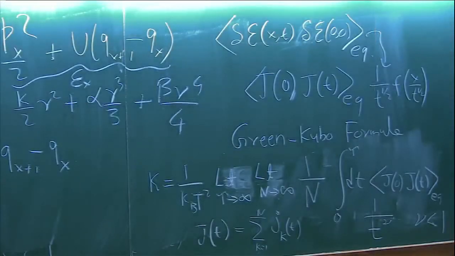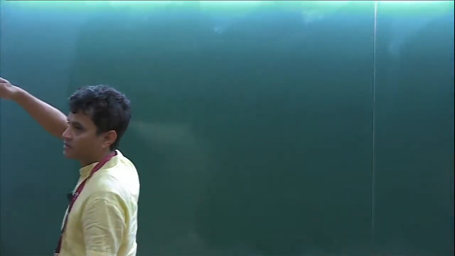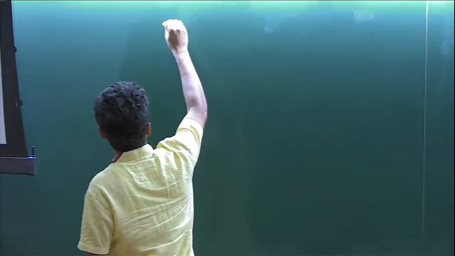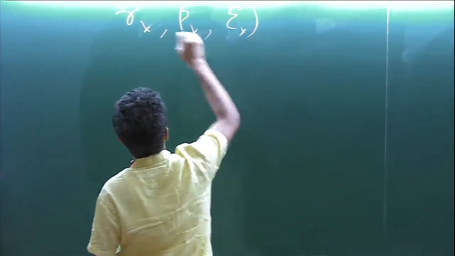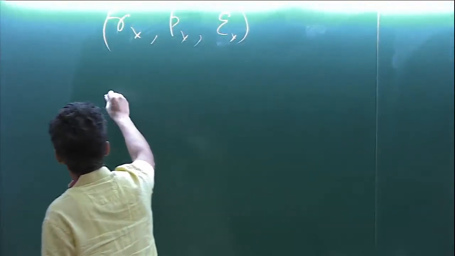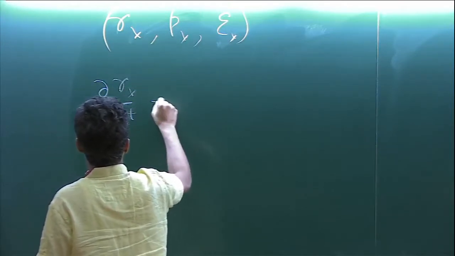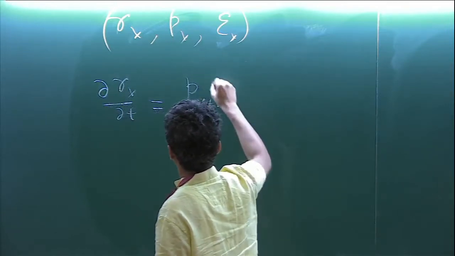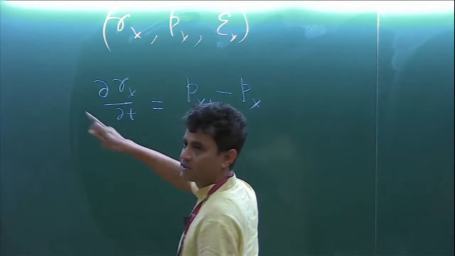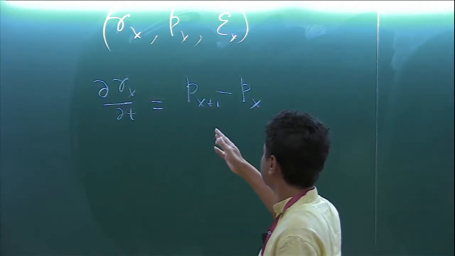So how do we write the hydrodynamic equations? The basic idea is that first we just write microscopic continuity equations. There are these three variables, Rx, Px, and Ex, and we want to write what the microscopic continuity equations are. It's clear that if I write del Rx by del t, that is basically given by P of x plus 1 minus P of x. That's clear, because Rx is Q of x plus 1 minus Qx. If I take a derivative, it's just P of x plus 1 minus Px.